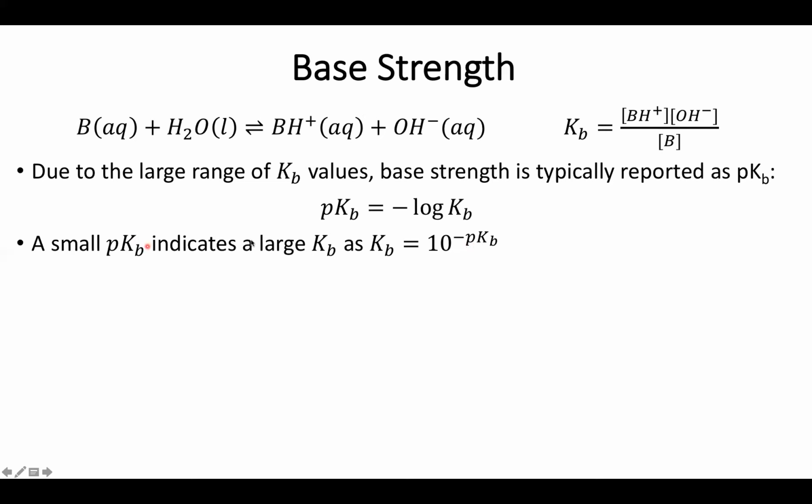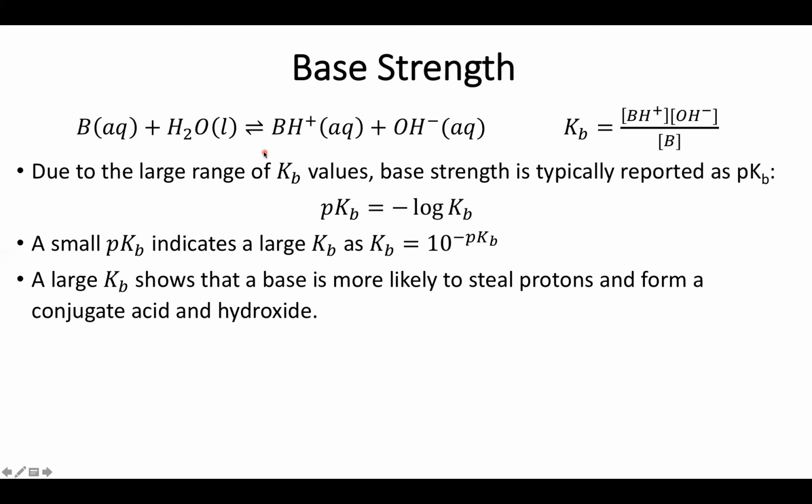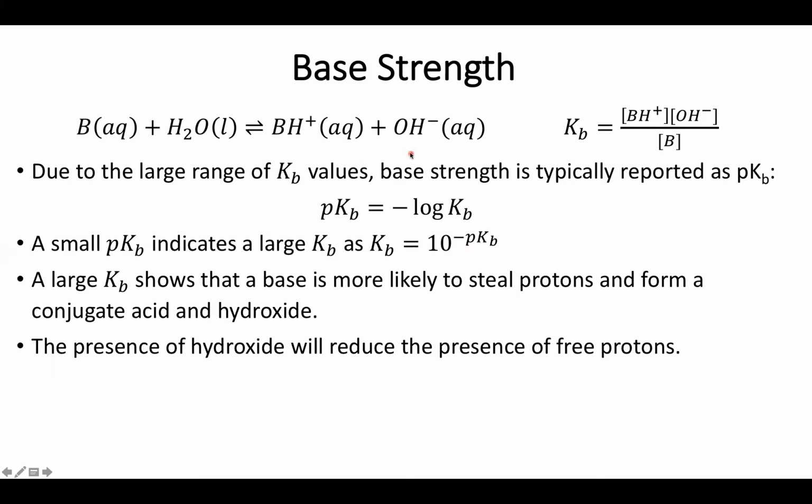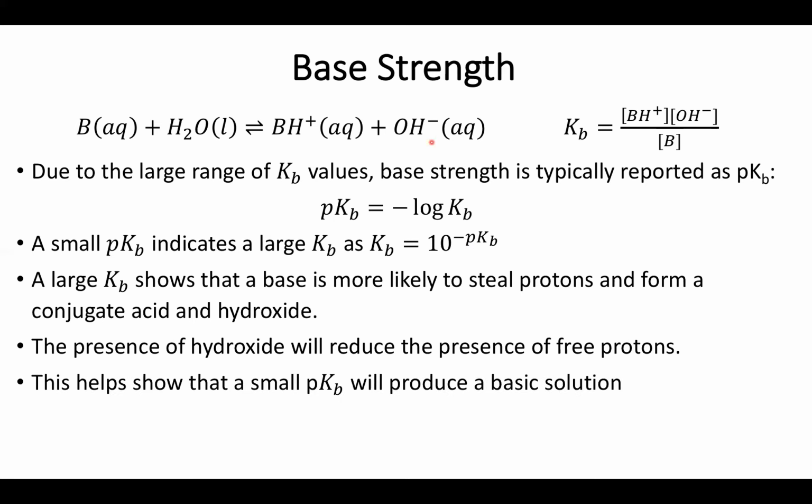So as the pKb gets larger and larger, my Kb becomes smaller and smaller, and this means that my base isn't quite as effective. A large Kb is going to show that a base is very likely to steal protons from water or any acid. We're going to make a lot of hydroxide. And if I have this large Kb and I add a lot of hydroxide, this is going to chew up the presence of any free protons, because as we've seen with the neutralization reaction, hydroxide reacts very well with protons to make water. So as I end up having more hydroxide, I'm going to have more of a basic solution.